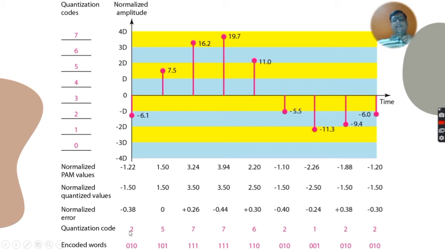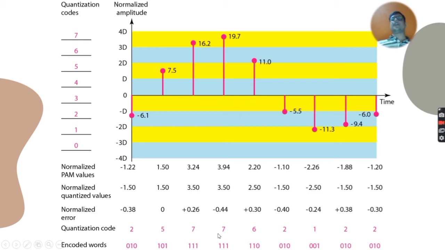So these quantization codes are represented with minus 0.38 assigned with quantization code 2, 0 is assigned with 5, plus 0.26 is assigned with 7, minus 0.44 is assigned with 7, 0.3 is assigned with 6, then 0.40 is assigned with 2, then minus 0.24 is assigned with 1. All these things are assigned with respect to these particular positions. Remember these particular positions. So here 2 means it is 0, 1, 0. So these are the quantization codes.